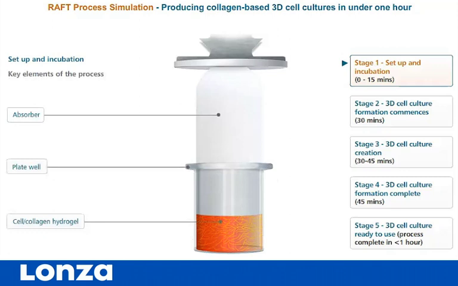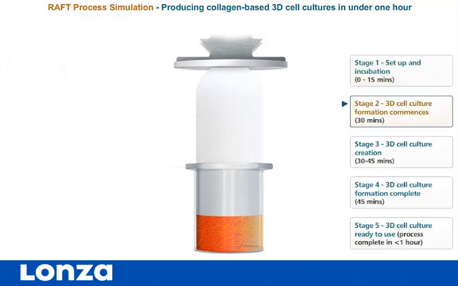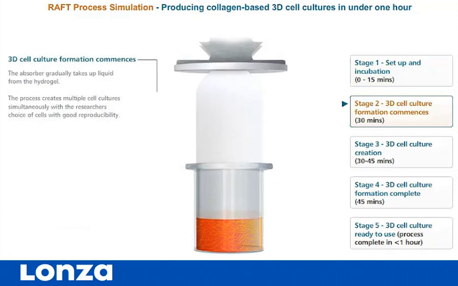Key elements of the process: absorber, plate well, cell or collagen hydrogel. Stage 2. 3D cell culture formation commences. The absorber gradually takes up liquid from the hydrogel. The process creates multiple cell cultures simultaneously, with the researcher's choice of cells with good reproducibility.